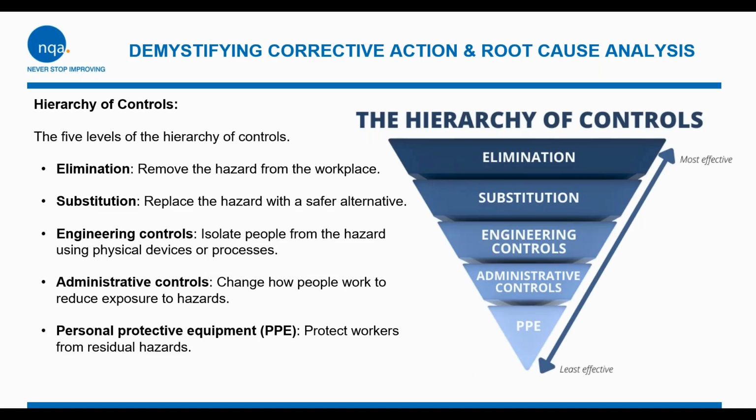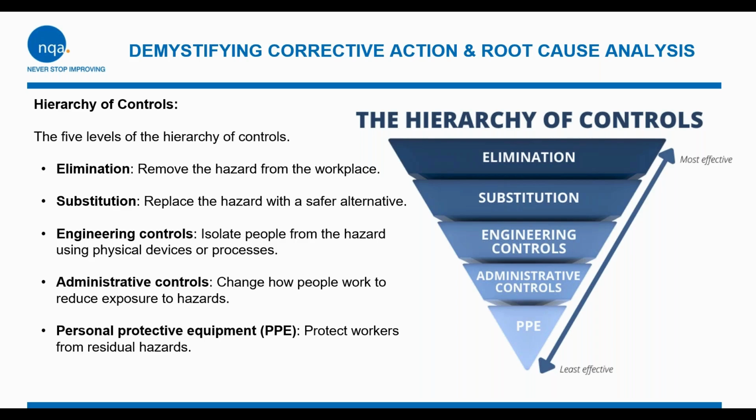For anybody that might not be familiar, this is the hierarchy of control which I referred to. There are 5 levels to the hierarchy, ranging from most effective at the top to least effective at the bottom. The first control is the elimination of the hazard from the workplace. If it's not there, it can't cause harm. This is most desirable. Substitution comes next, where we replace the hazard with a safer alternative, something that might not be completely safe but less harmful than what we originally had.